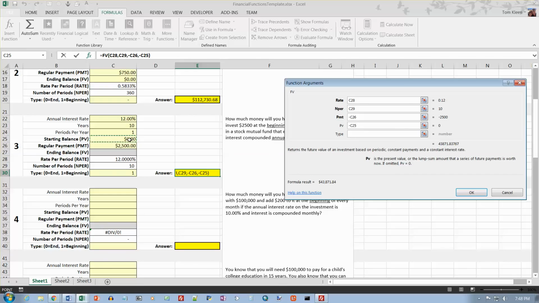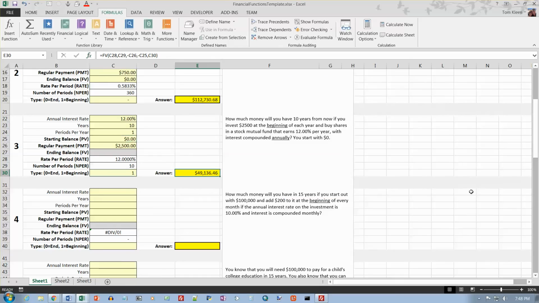But if I wanted to replace this with another number later on, I would need the minus sign. So I'm going to put it in now anyway, even though it doesn't really make a whole lot of sense on this particular example. And the type is going to be the 1 or the 0 down here. Click on OK. And if we invest $2,500 a year for 10 years, and that's the interest rate, that's how much we'll have at the end of 10 years.